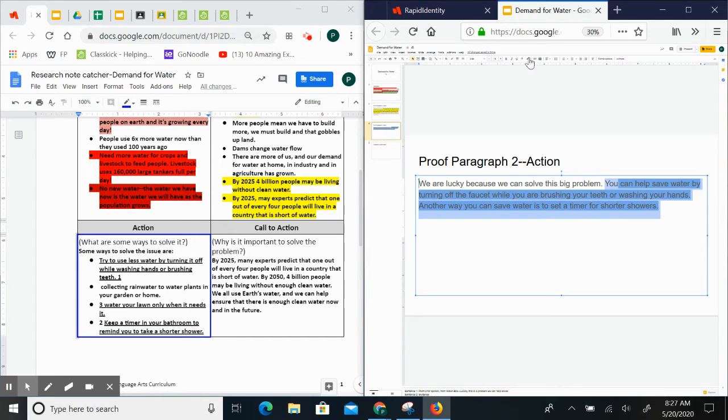Sorry, I realized my highlighting was a little off there. Make it a little lighter. So, water your lawn only when it needs it. The last idea to save water is to only water your lawn when it really needs it. So that was pretty similar.